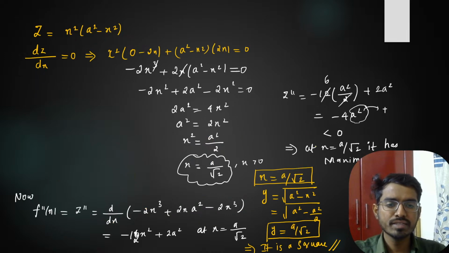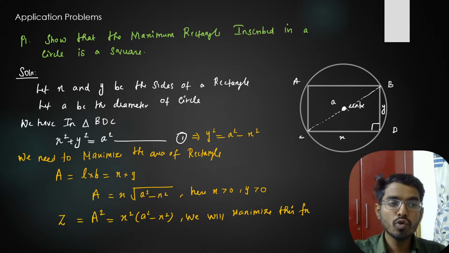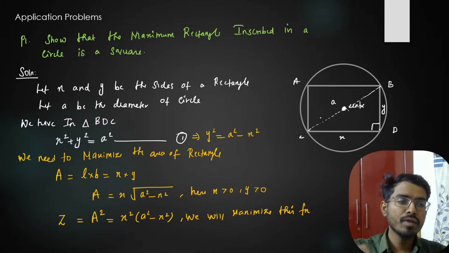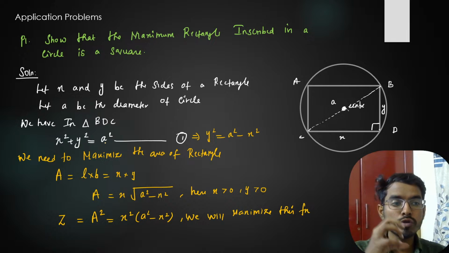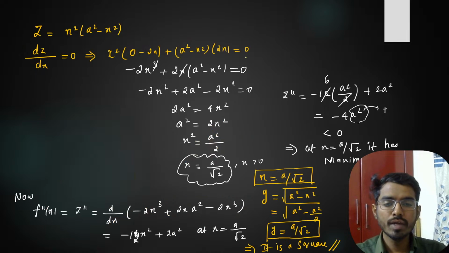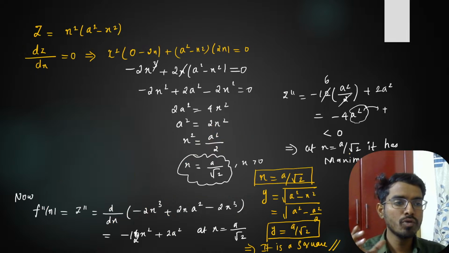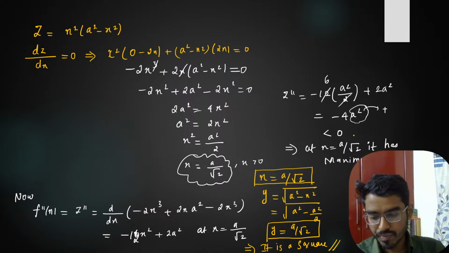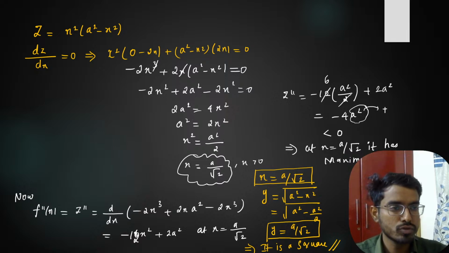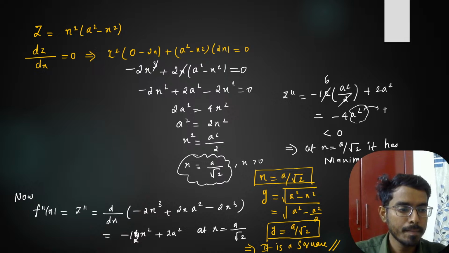So when x takes the value a by root 2, it has maximum value. So maximum value we have got the constraint. When x is a by root 2, both the sides are going to be equal. So see here we have got circle and rectangle both together in this equation, and then we have maximized this to get the maximum value as a by root 2. At a by root 2, both the sides are equal, so therefore it is a square, right? On to the next problem.